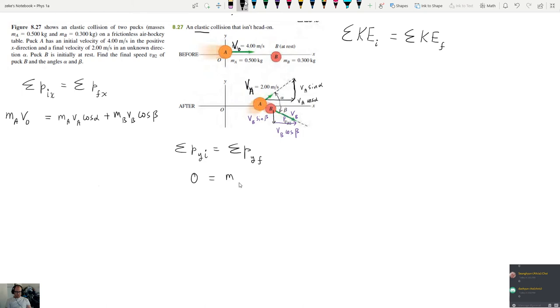And the right-hand side will be just like this equation here. We're just going to have sines, right? So MAVA times the sine of alpha. And then I'm going to say because VA sine alpha is up and VB sine beta is down, we'll throw a minus sign in here.